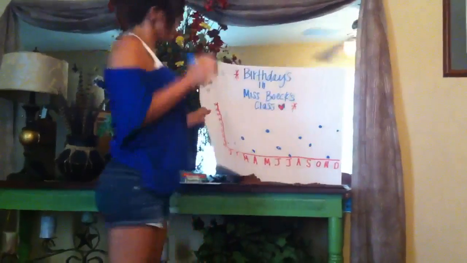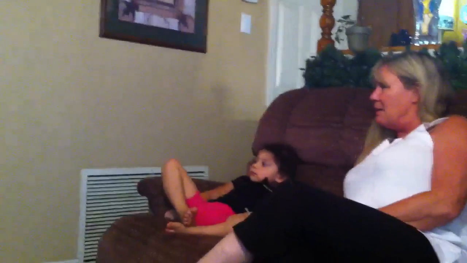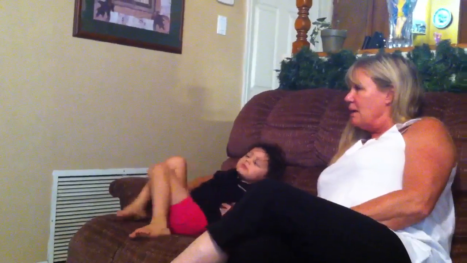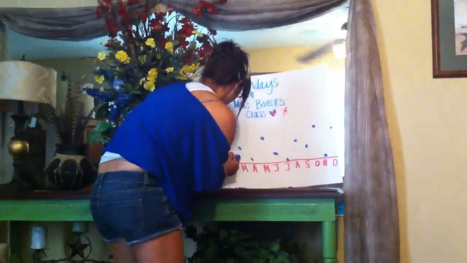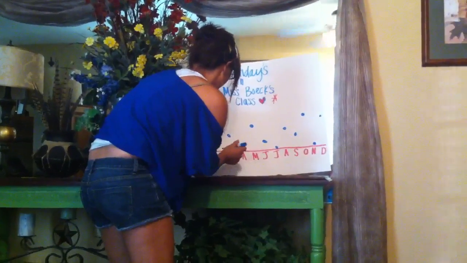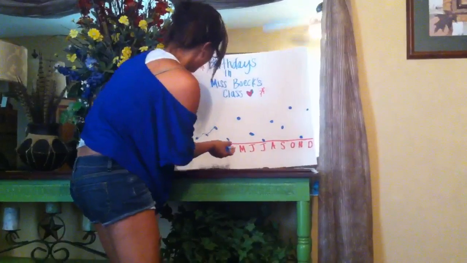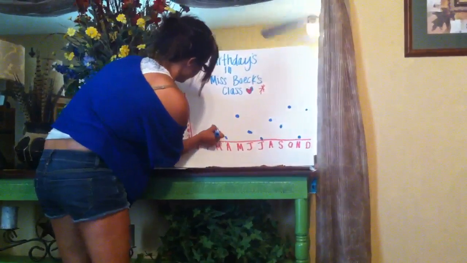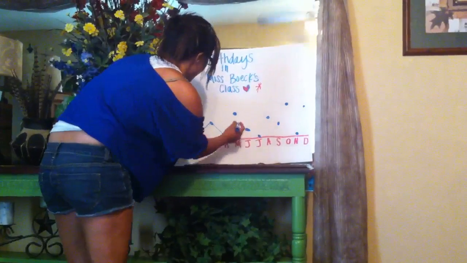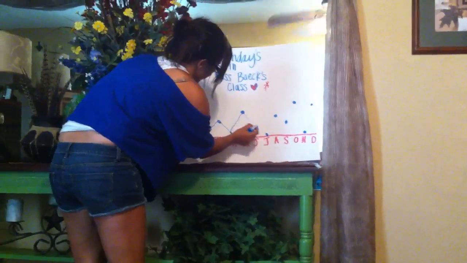Okay, so now, to find out if the value increases or decreases, we have to connect the dots. So I'm going to do that real quick. So from January to February, it increased. And from February to March, it also increased. But from March to April, the student's birthday decreased. From April to May, it increased. From May to June, decreased.